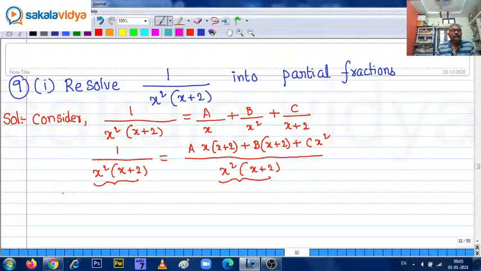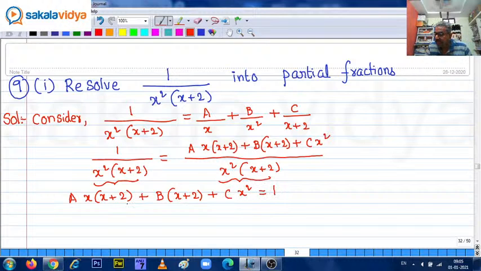So now we can have a times x plus 2, plus b times x plus 2, plus c times x square equals 1. So first, you remember one thing, Nana.